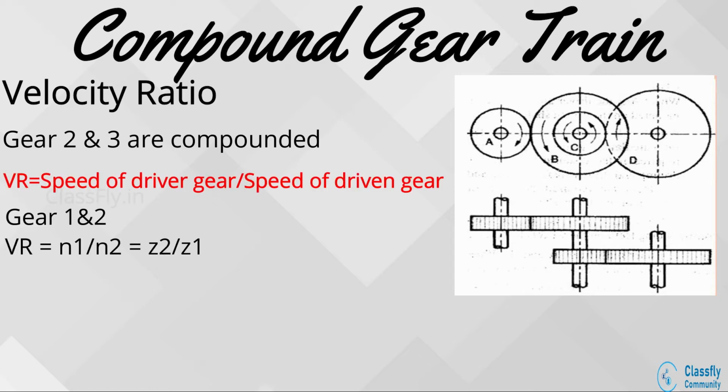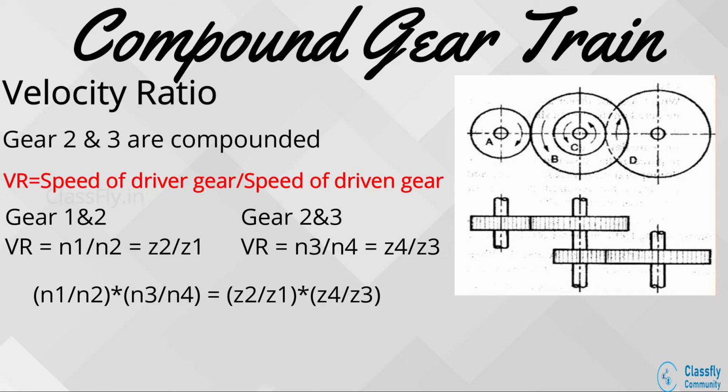Considering gears 1 and 2, the velocity ratio can be given as N1 by N2 equal to Z2 by Z1. Considering gears 3 and 4, it can be given as N3 by N4 equal to Z4 by Z3. Now, multiplying these two, we have N1 by N2 into N3 by N4 equal to Z2 by Z1 into Z4 by Z3. Now, since gears 2 and 3 are compounded, they will have the same speed. Hence, we can cancel N2 and N3. This will result in the value of the velocity ratio being equal to N1 by N4, that is Z2 by Z1 into Z4 by Z3.